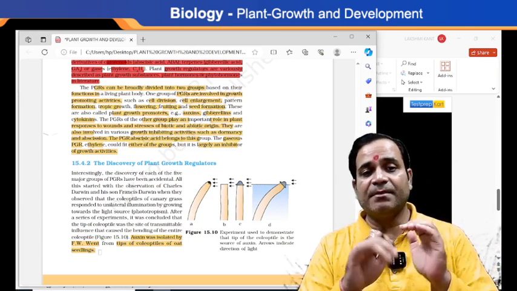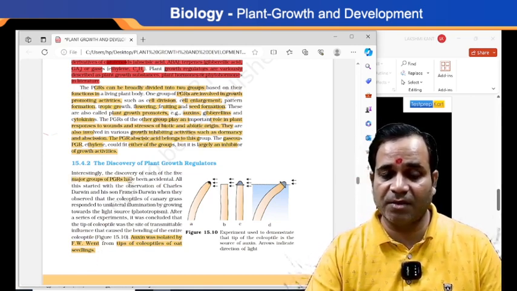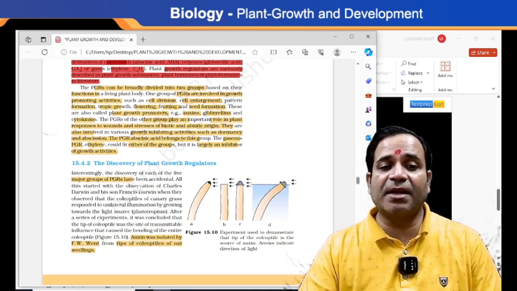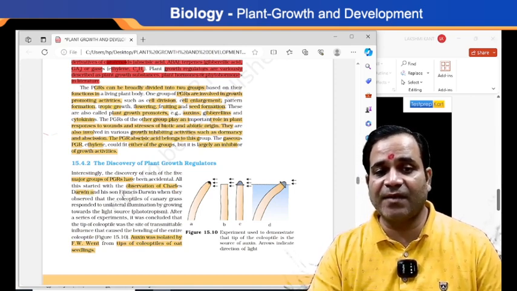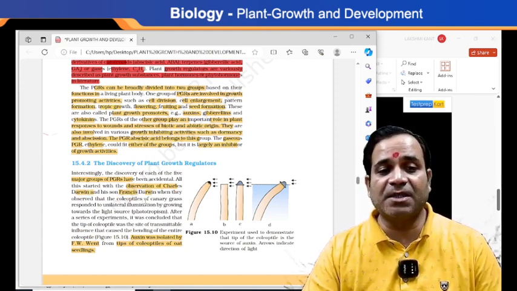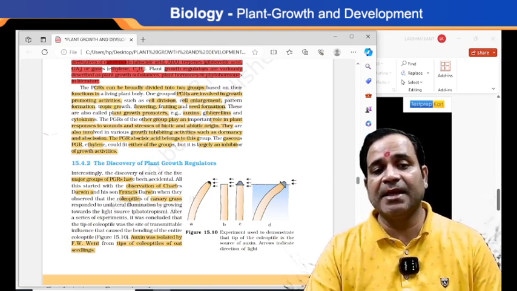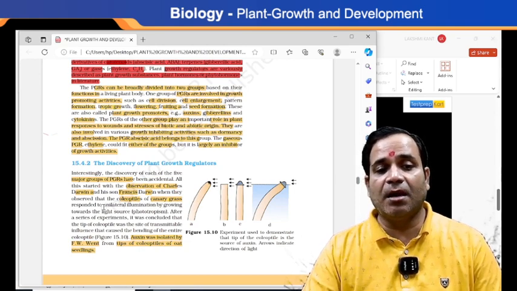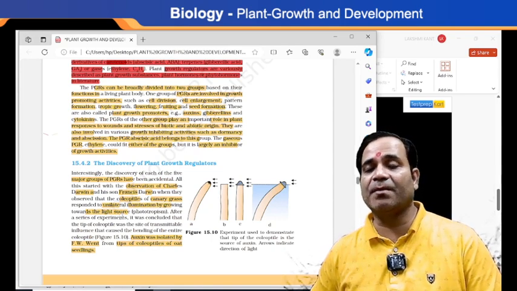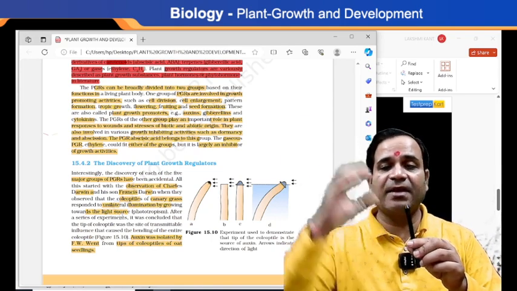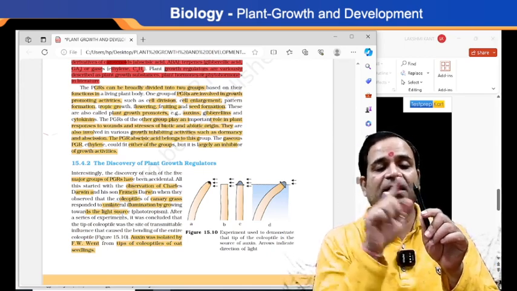Here I'm saying that basically the five major groups of PGRs, that is plant growth regulator hormones, have been discovered accidentally. All this started with the observations of Charles Darwin and his son Francis Darwin, when they observed that the coleoptile of canary grass responds to unilateral illumination by growing towards the light source, which is called phototropism, my dear. Whenever sunlight falls there, the apical part bends towards the light.